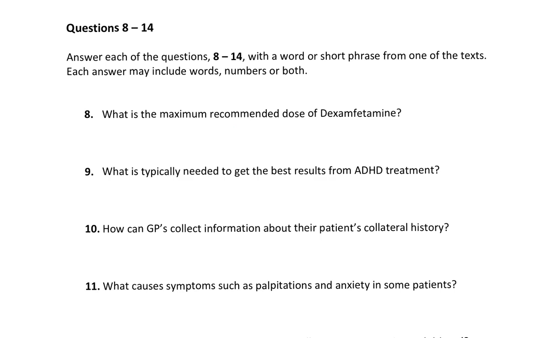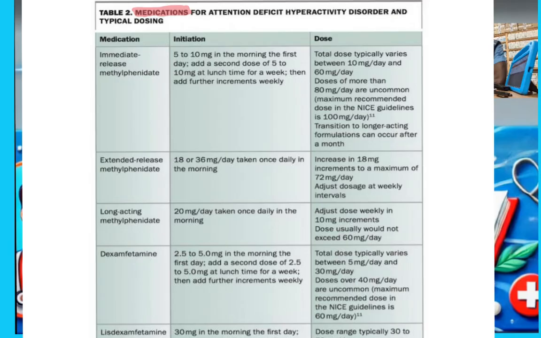Alright, so our main keyword in the question was Dexamfetamine. So we have it under the medication chart and we are looking for the main purpose or the task, which is maximum recommended dose. So where can we see it? We are looking for the dose. So this is a dose. So under here we can go here and read. So they said you can see it here, maximum recommended dose in the NICE guidelines is what? 60 milligrams per day. Alright, so it's 60 milligrams per day.